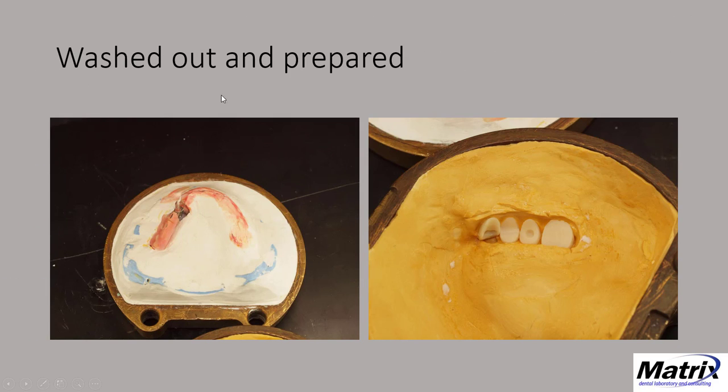Here it is, washed out and prepared. You see the saddle, it's still intact. I washed out everything here. Here's my cuspid and my 3 teeth, 2 bicuspids and a molar. Put a little retentive groove here and put a little groove in this one.